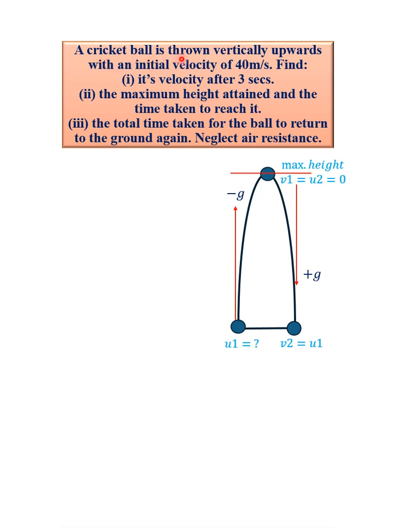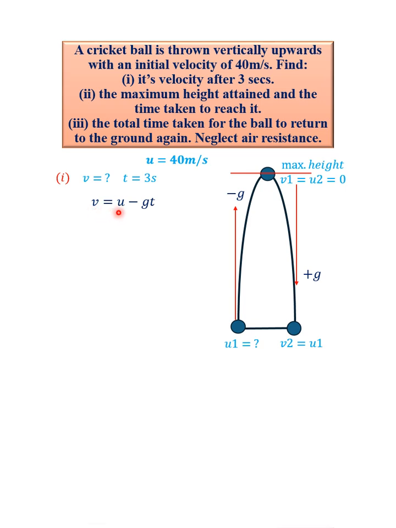A cricket ball is thrown vertically upwards with an initial velocity of 40 meters per second. It means for this motion, u1, or the initial velocity with which the object is thrown, is 40. Let's put it down. U equals 40 meters per second. The first question says, find its velocity after 3 seconds. 1, find the final velocity. We don't know it. After what time? After 3 seconds. This is the formula we are to use.